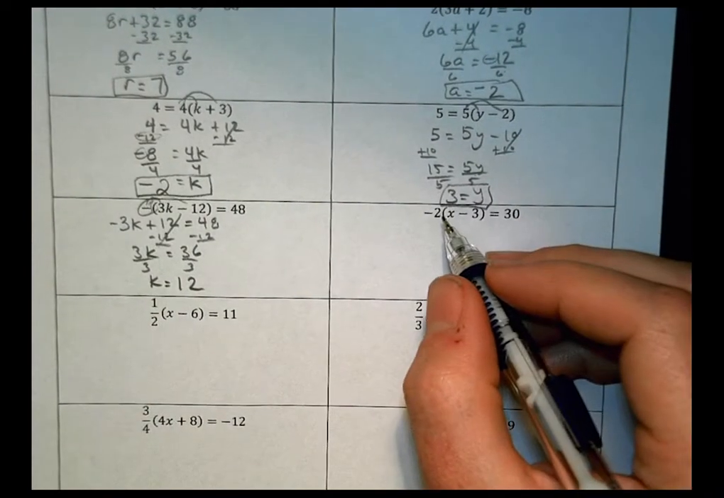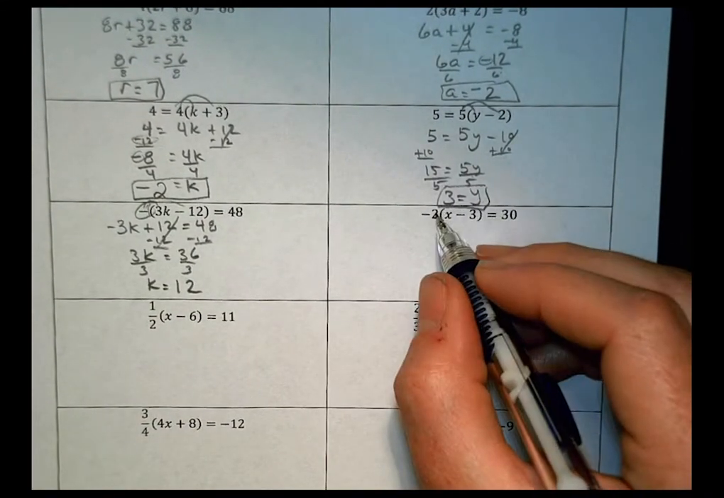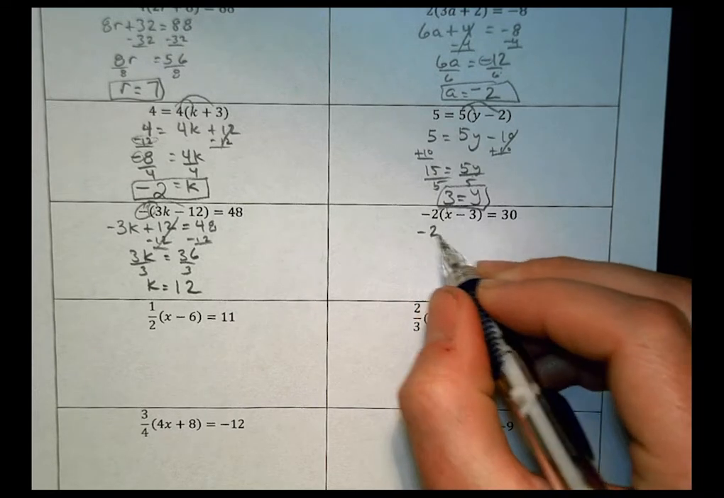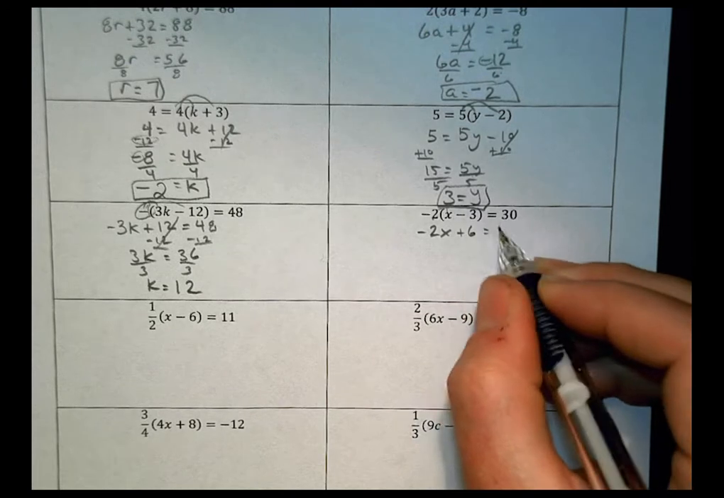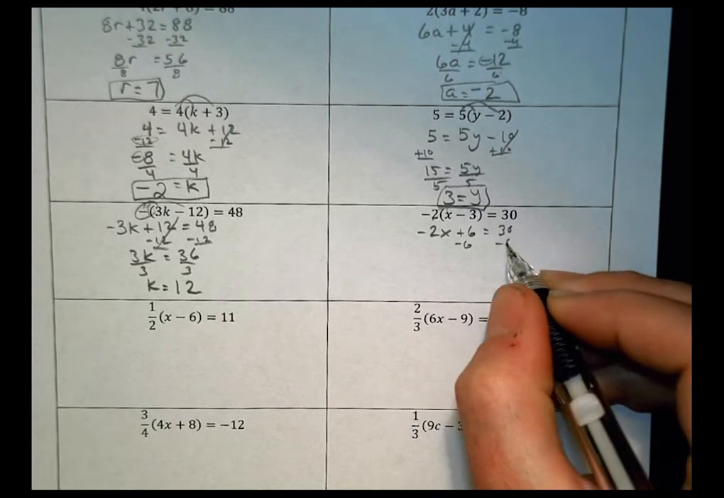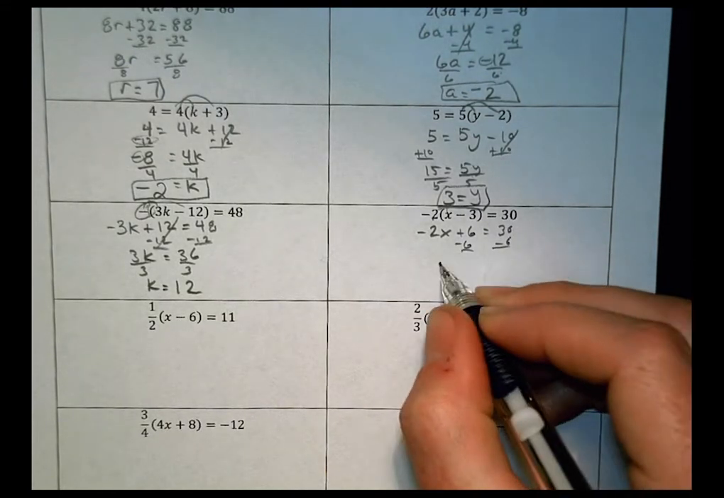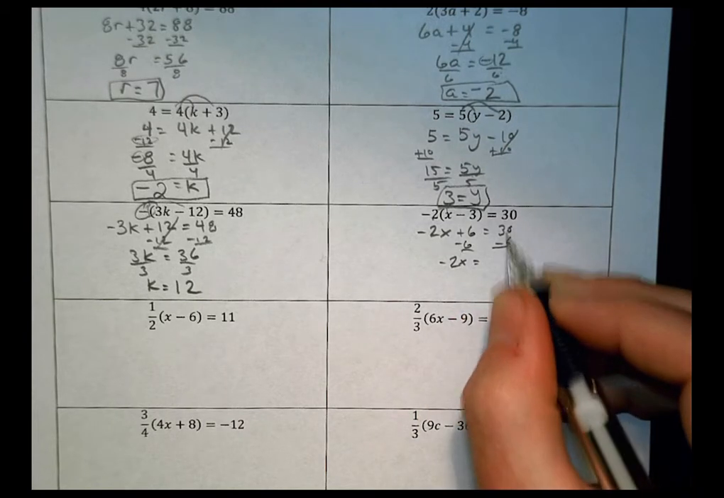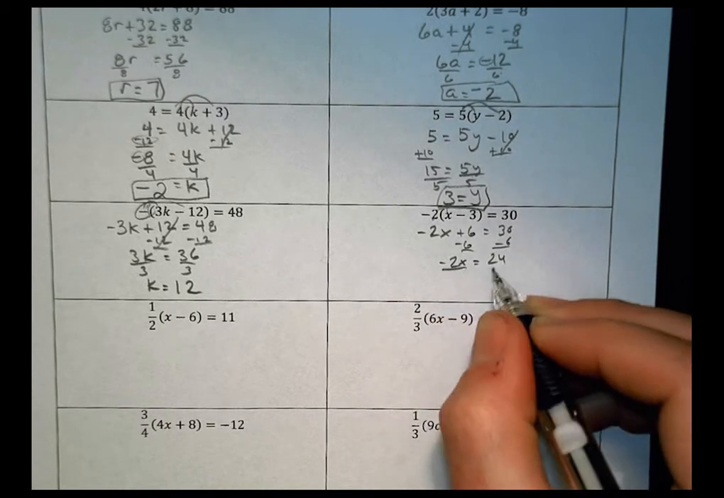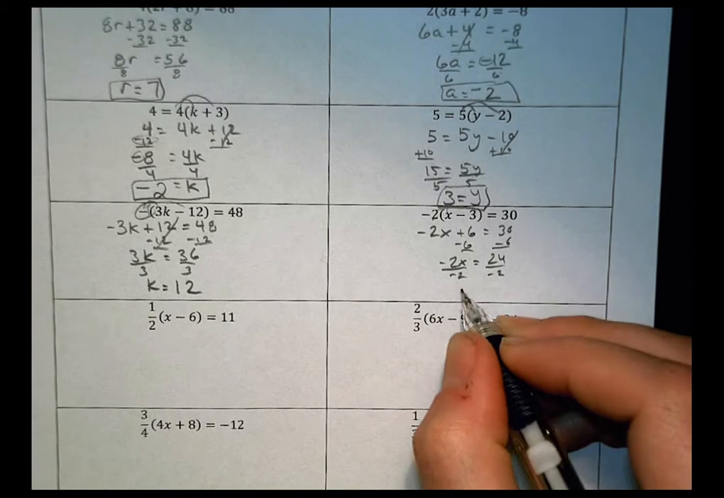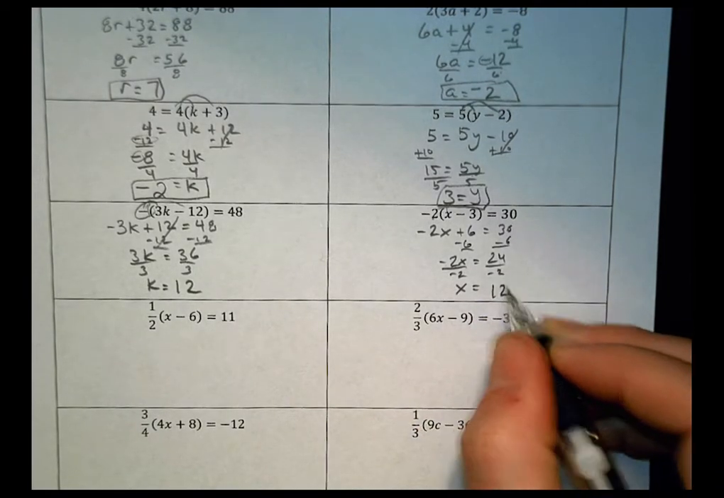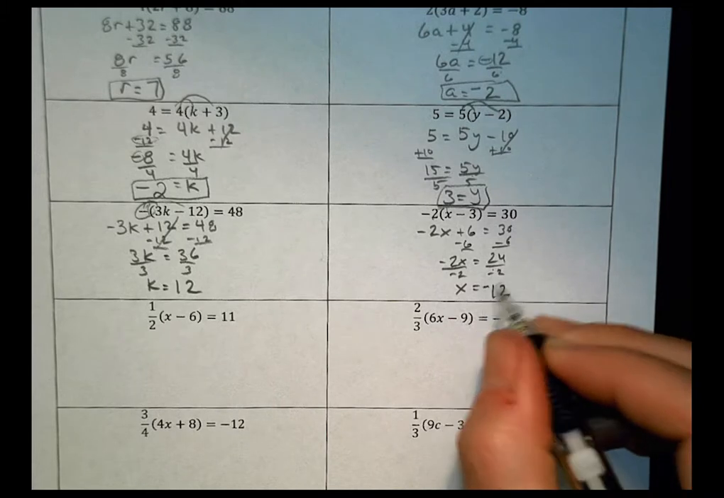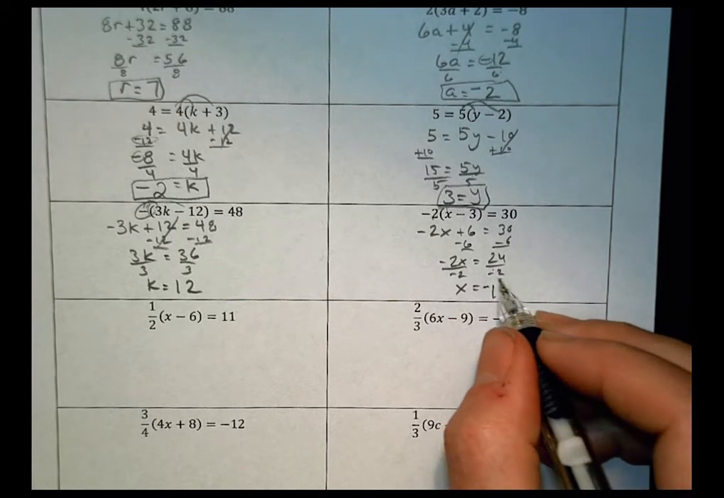This one has a negative 2 already there, so it's easier to see. So negative 2 times x is negative 2x. Negative 2 times negative 3 is a positive 6, equals 30. We subtract 6 from both sides, so negative 2x equals 30 minus 6, which is 24. We divide both sides by negative 2, leaving us with x equals 24 divided by 2 is 12. Positive divided by negative is a negative. It's negative 12.